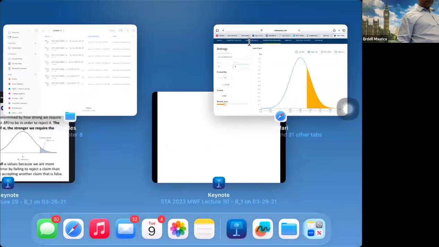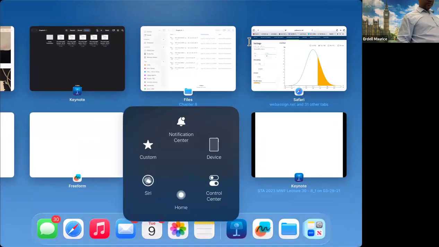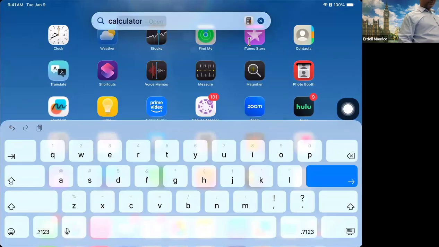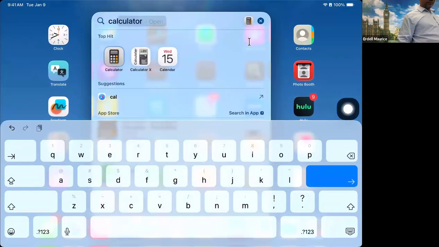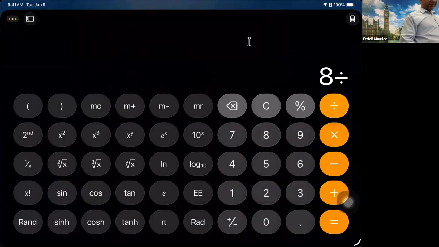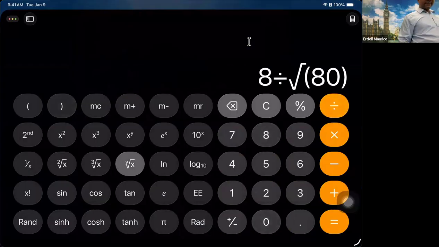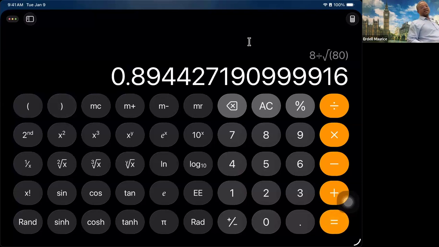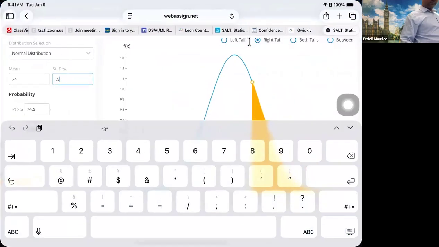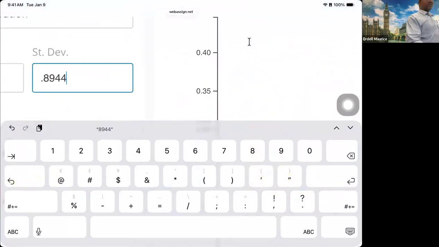So it's a calculator, so I'm gonna have to calculate the actual score. Oh, where is my calculator when I need it? And so it's going to be 8 divided by radical 80. And that's a decimal of 0.8944. So we'll take that, 0.8944, and so that's going to be our standard deviation.